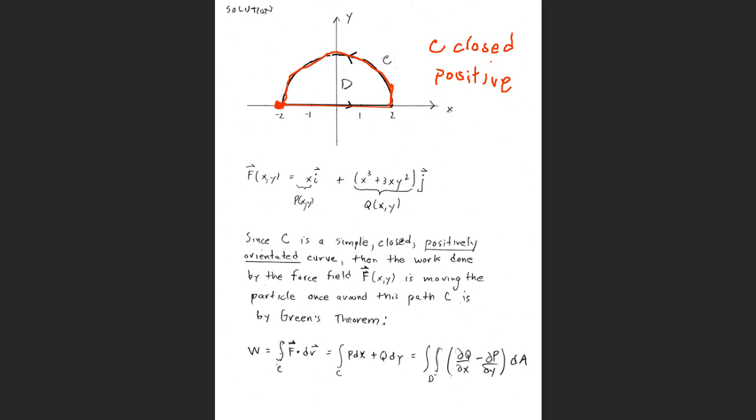Curve C is positively oriented because it goes counterclockwise. The particle moves counterclockwise.